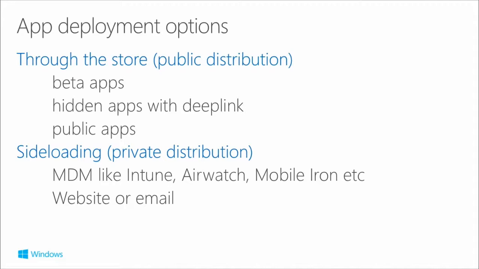You can use beta apps. They don't expire anymore. It's a bit cumbersome because you have to specify all the Live IDs for people, and what you can't do is remove apps. So you can't expire a beta and get rid of it. No app management, really. You need to build a kill switch in your app. You can publish them through the store hidden and provide deep links to your customers, or you can do sideloading through an MDM environment or website or email.